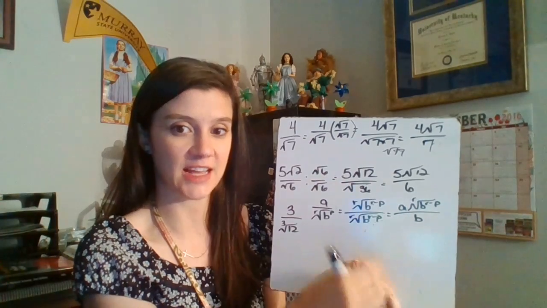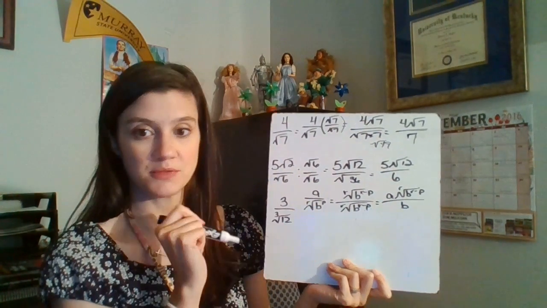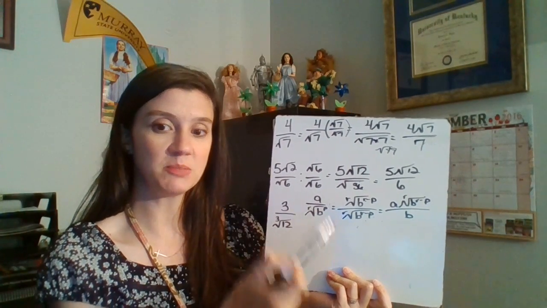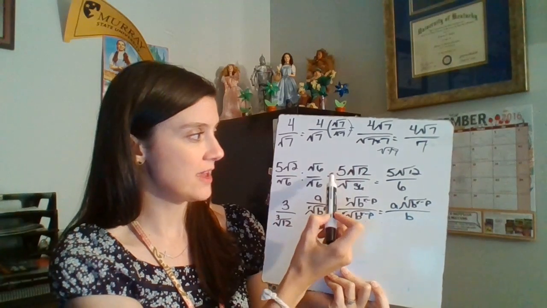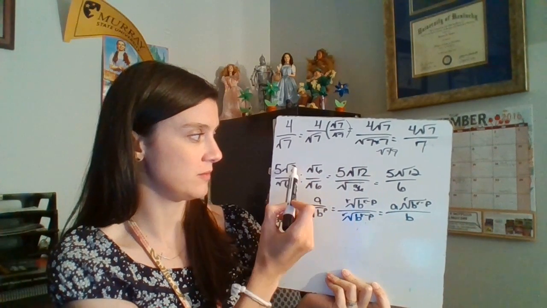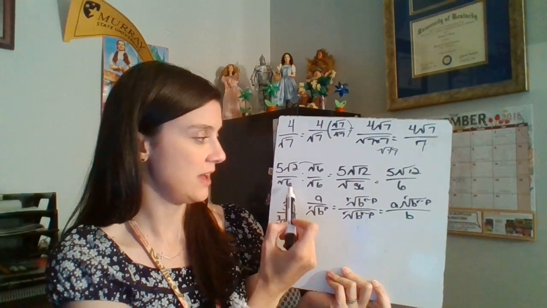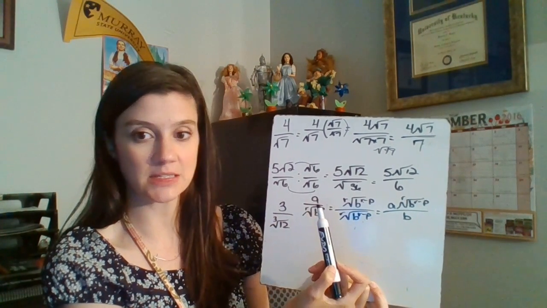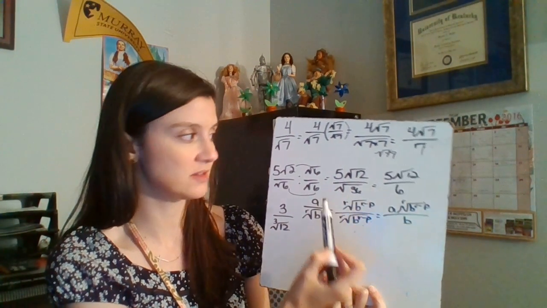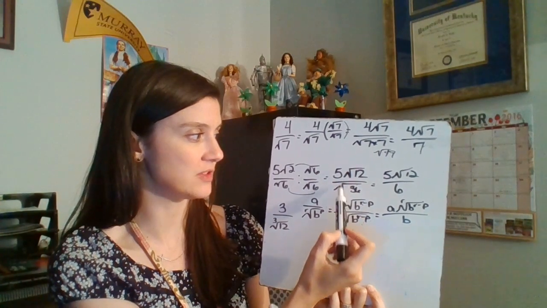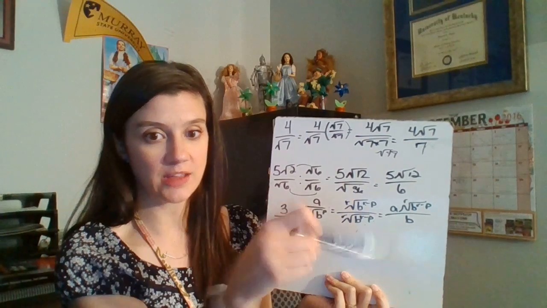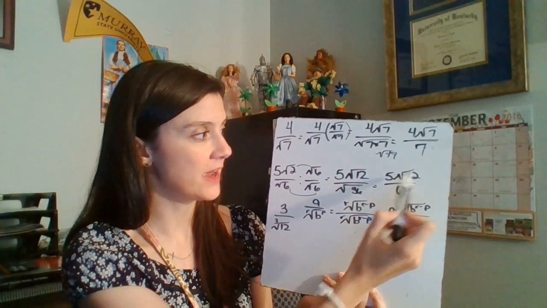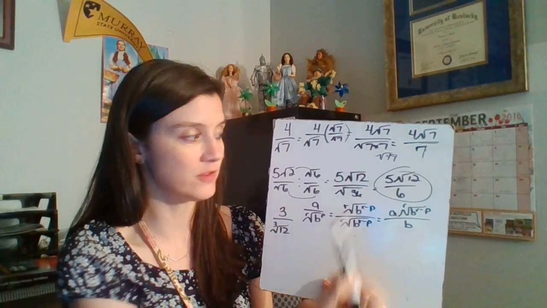So I rationalized the denominator. The next one is 5 square root 2 over square root 6. Same thing. I can just multiply the top and the bottom by the square root of 6 to simplify. So here I get 5 square root 12, and I'm just doing 2 times 6, and then putting 6 times 6 under the same radical, which is 36. So I get 5 square root 12 over the square root of 36. The square root of 36 is 6, so that gets rid of my radical. I get 5 square root 12 over 6.